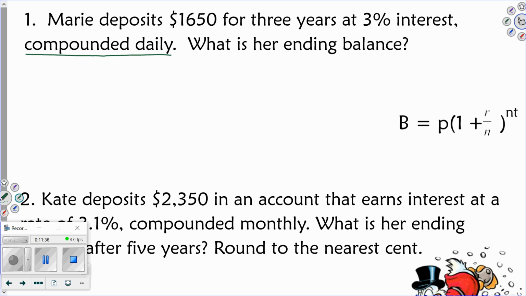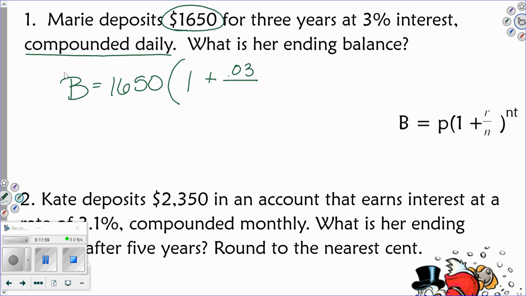Okay, so here we go. We're going to plug stuff in. We don't know the ending balance. That's what we're solving for. The principal, the initial amount, is $1,650. Parenthesis, and there's a 1, plus the R, 3% would be written how? Good, 0.03, divided by the N. If it is compounded daily, how many times a year is that? 365.